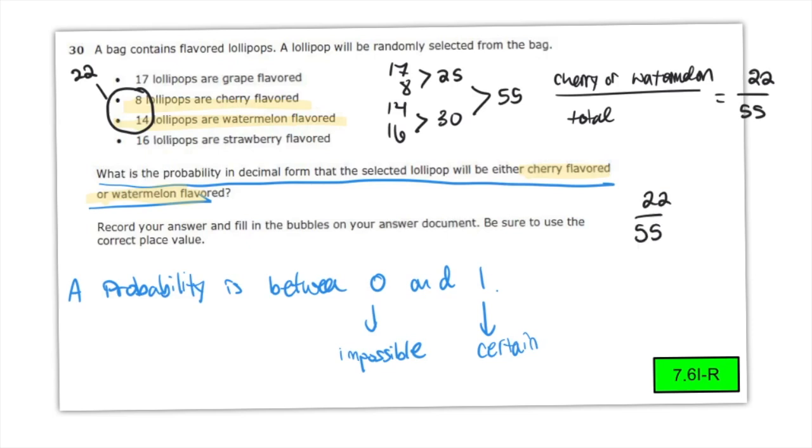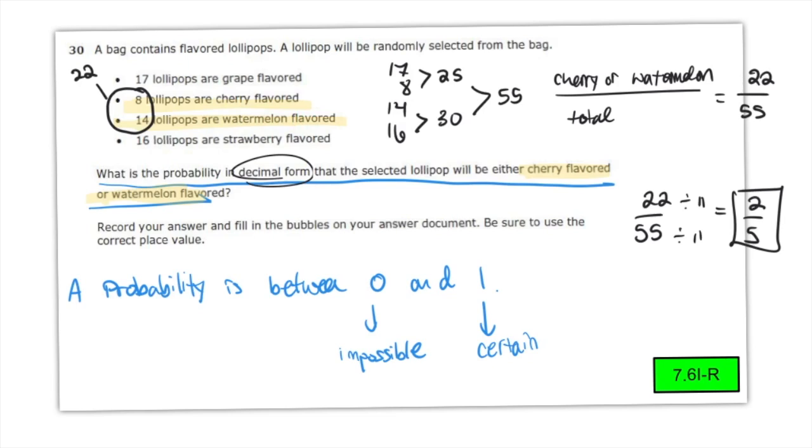22 over 55. I'm going to divide both the numerator and the denominator by 11. That gives me 2 over 5. And you could enter this as your answer. That's perfectly acceptable. I know the instructions here say in decimal form, but on the new STAR test, you could also enter it as a fraction, and that would be accepted.